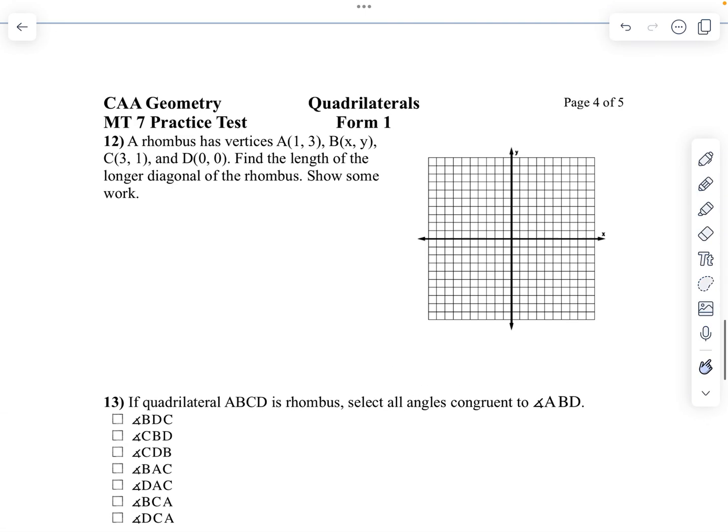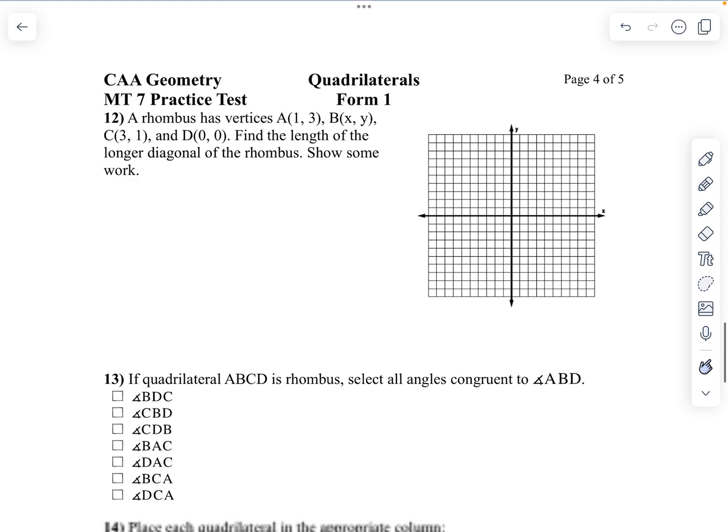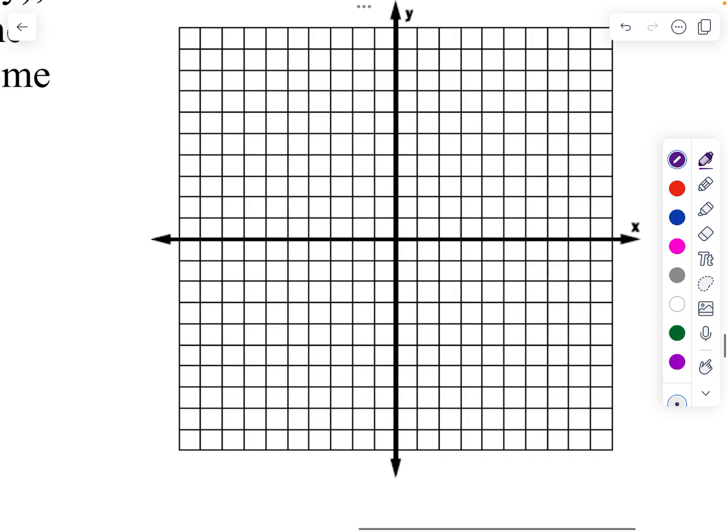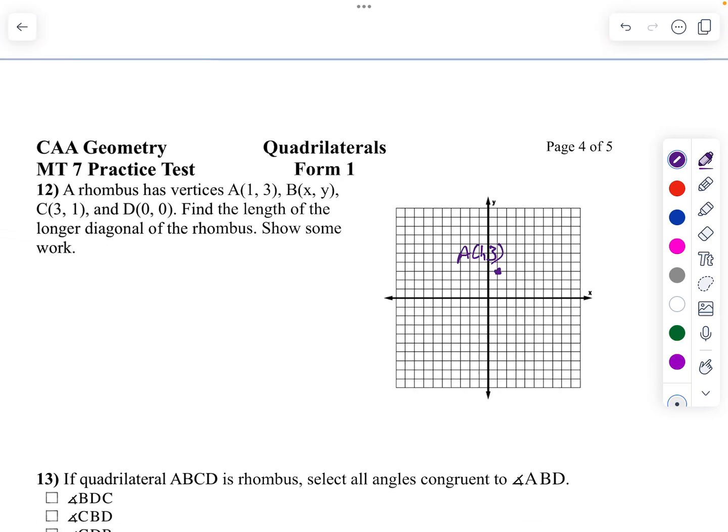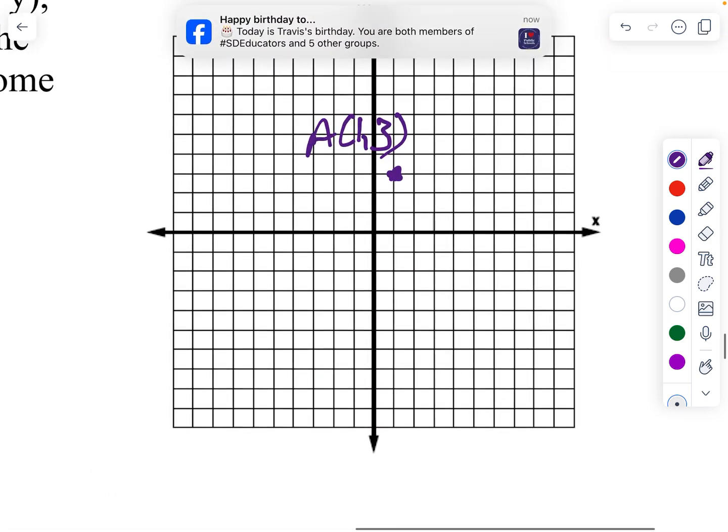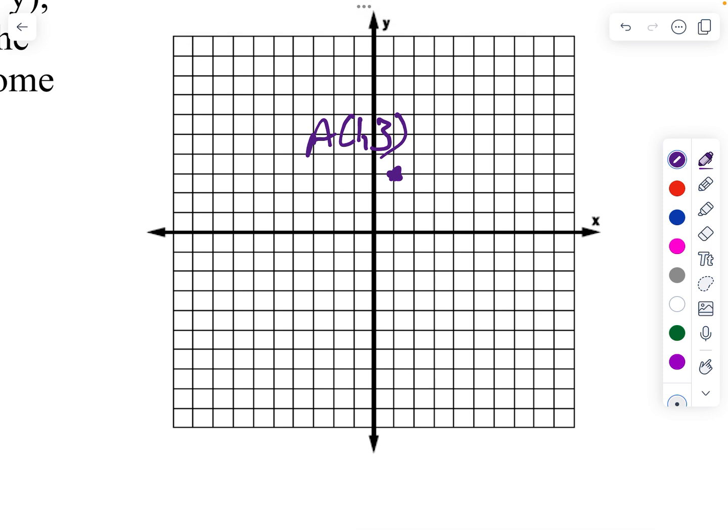On question 12, let's plot the points we know. I know A is at (1, 3). I don't know B, I'll come back to it. But I know C is at (3, 1). And I know D is at (0, 0).